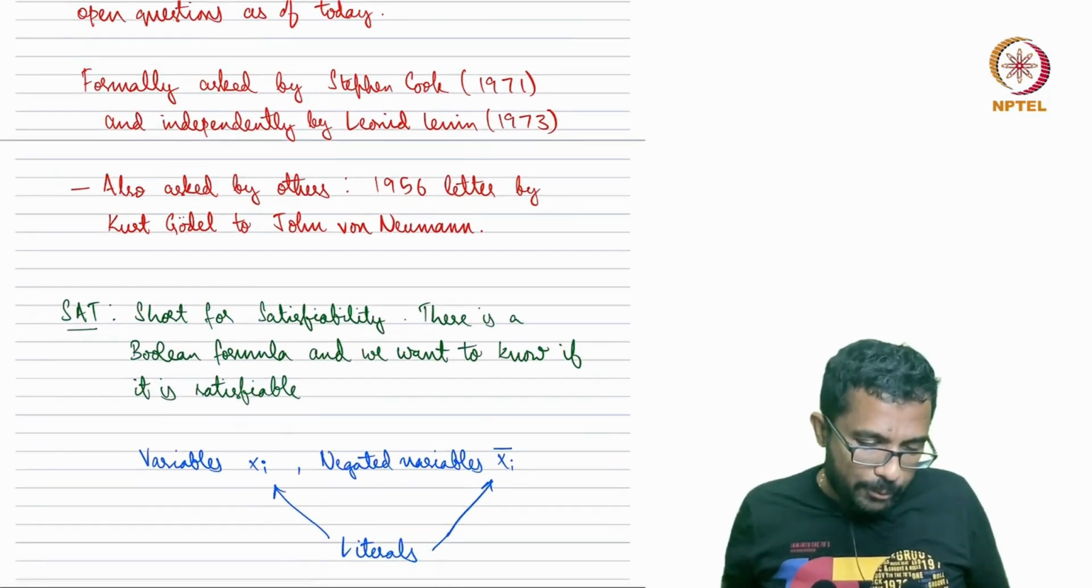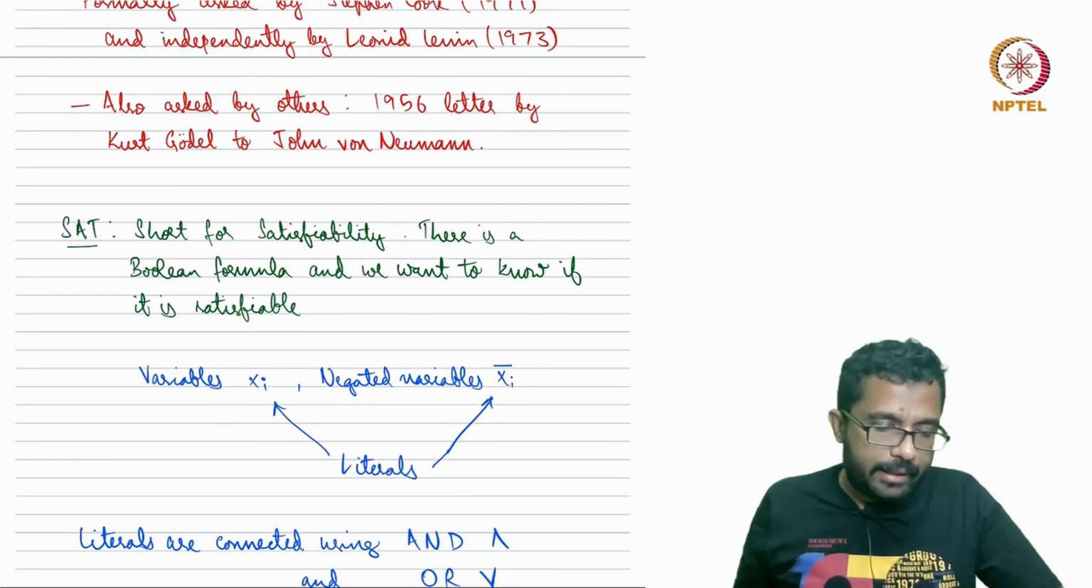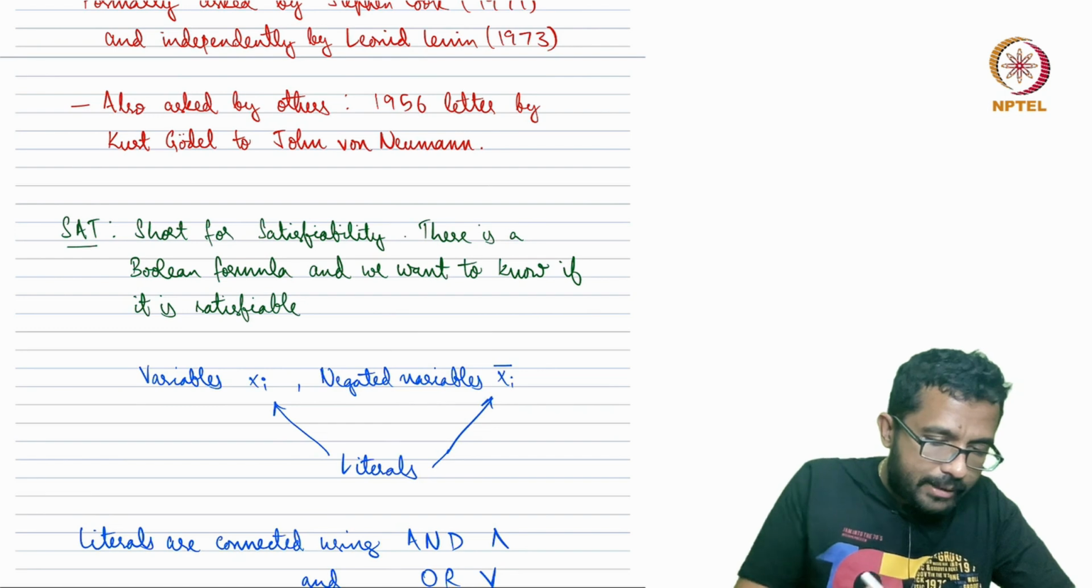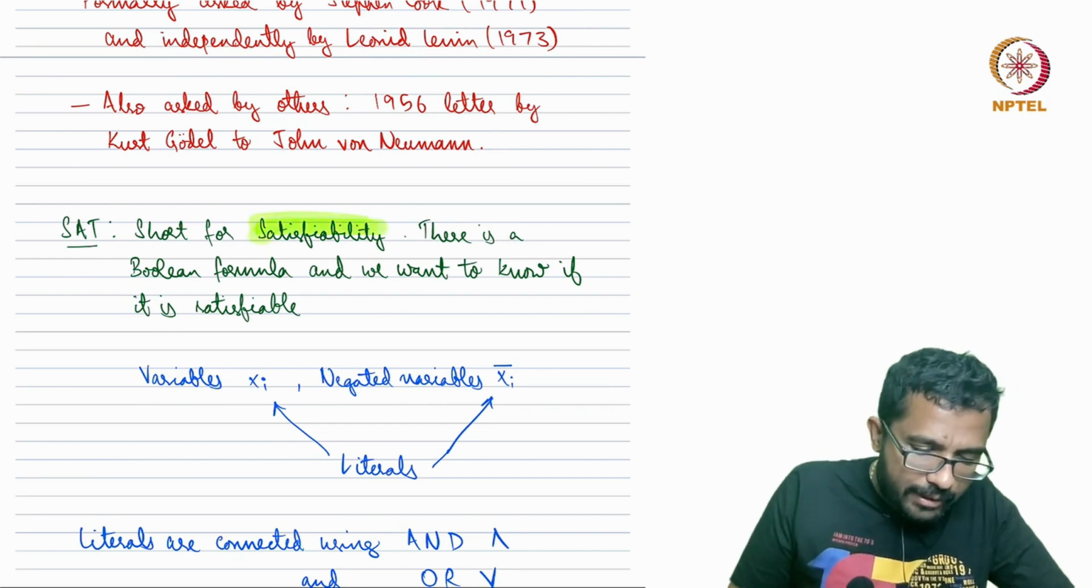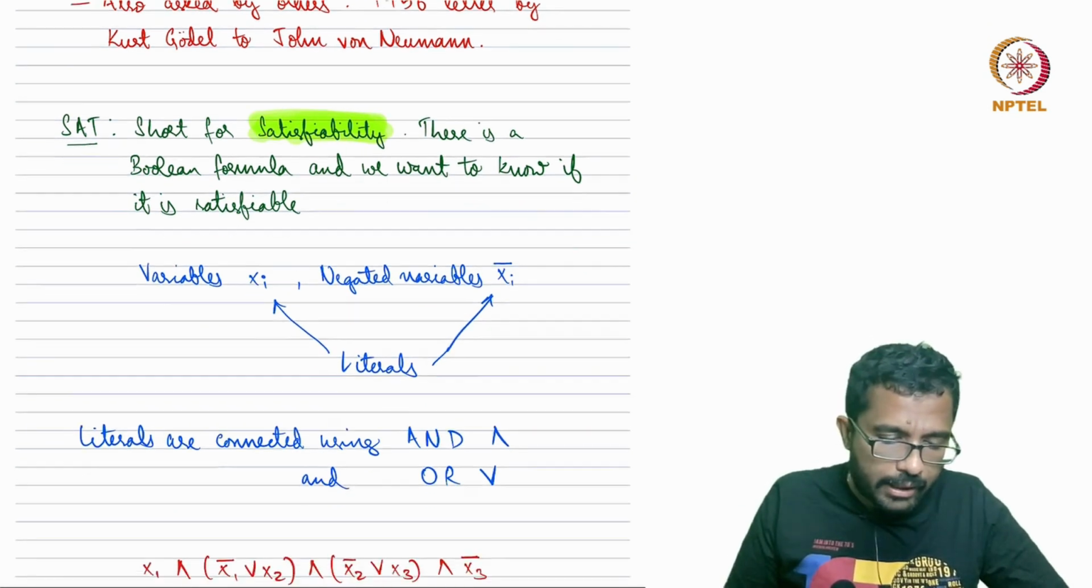So now we come to another problem in NP called SAT. SAT is short for satisfiability. So basically it is a Boolean formula and we are asking whether it is satisfiable. So what does the Boolean formula contain?